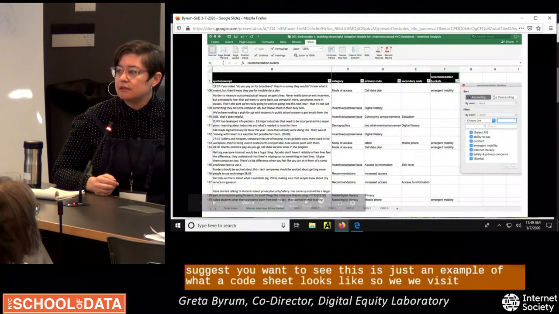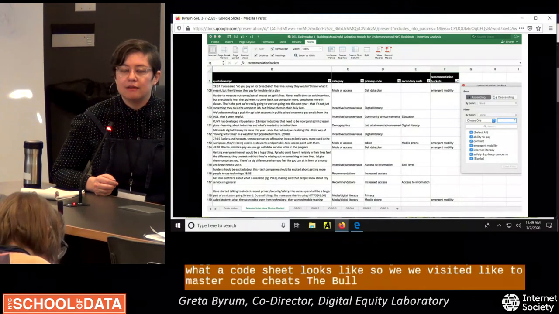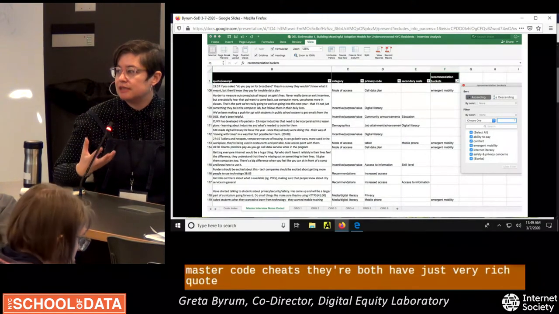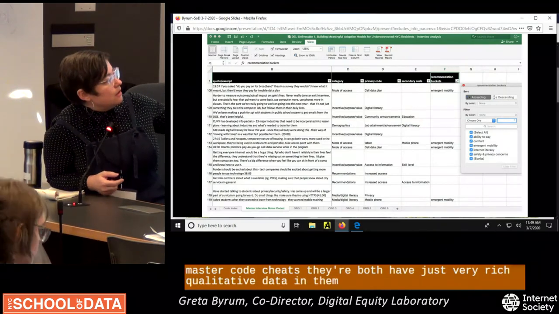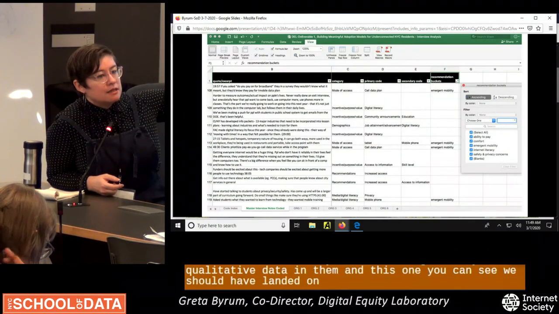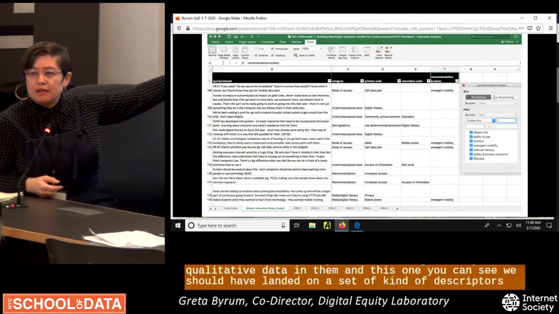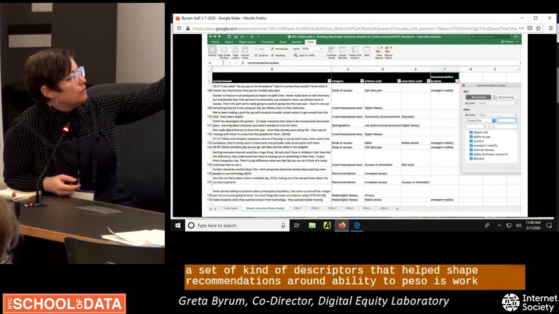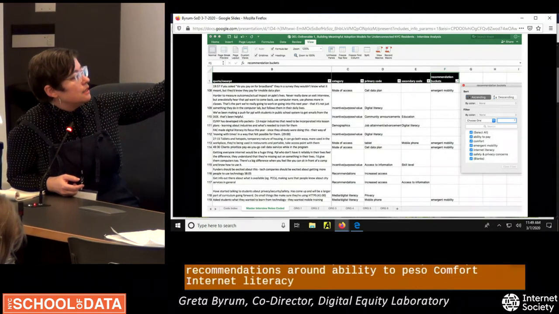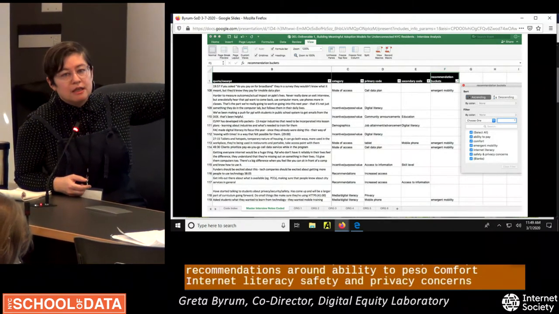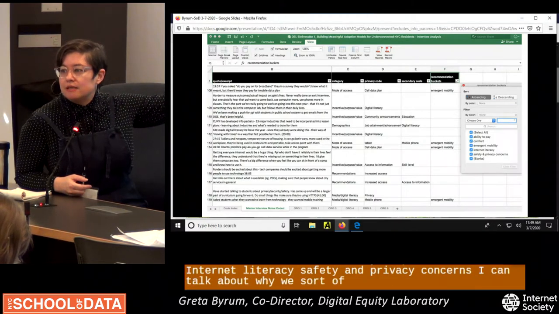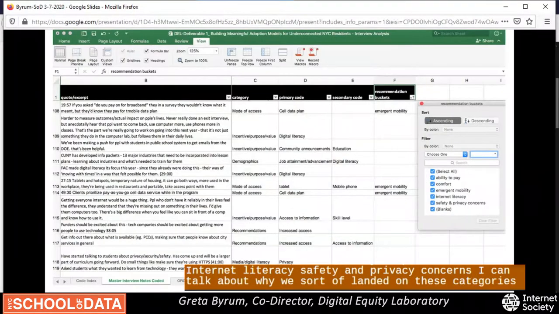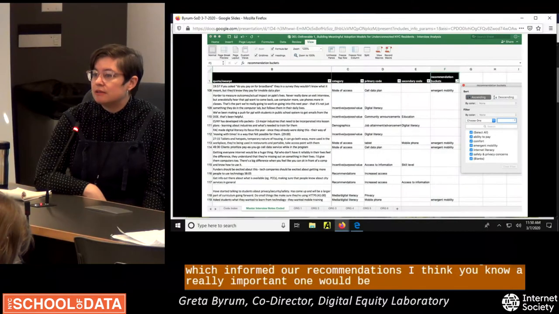We basically have two master code sheets that both have very rich qualitative data in them. And on this one, you can see we landed on a set of descriptors that helped shape recommendations around ability to pay. Those were comfort, internet literacy, safety and privacy concerns. I could talk about why we landed on these categories, which informed our recommendations. I think a really important one would be emergent mobility.